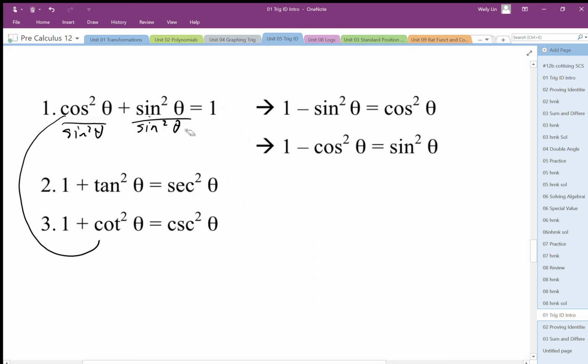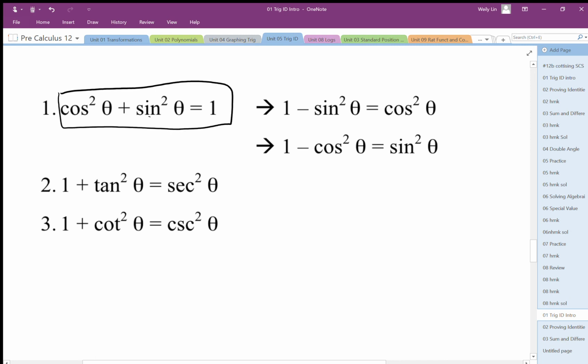We'll show the first one. I'll show this in its own triangle later on, but essentially this identity here is really a key identity when it comes to the circle.